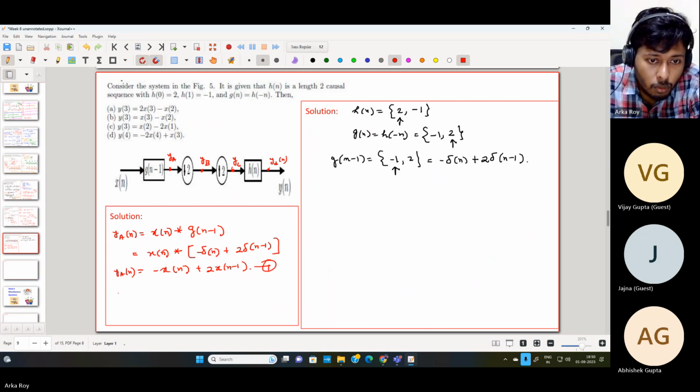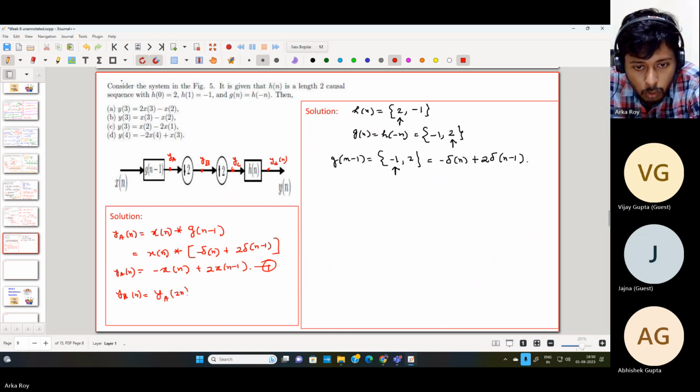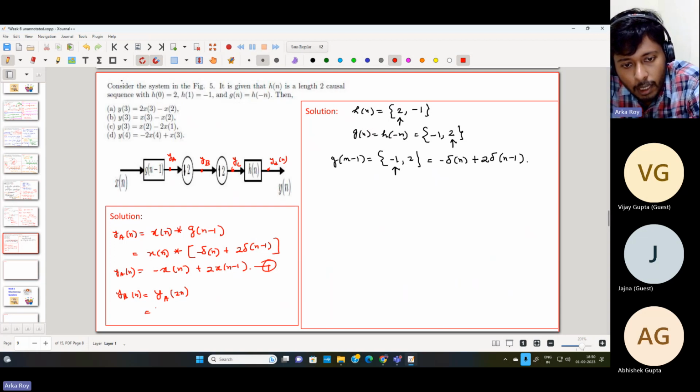Now yb[n] is basically a downsampled version of ya. So I can write it as ya[2n], and let me use the relation that we have found in equation 1. In place of n, I am just putting 2n, so it is -x[2n] + 2 x[2n-1].